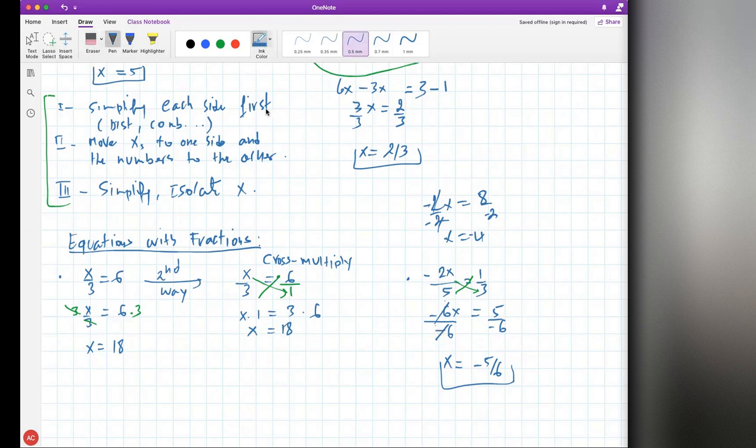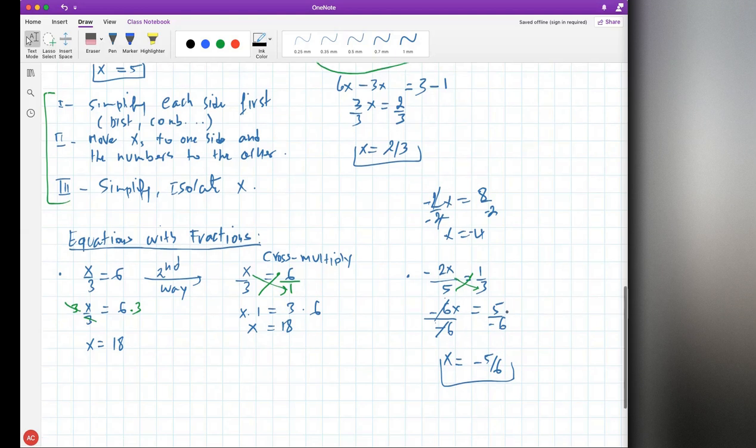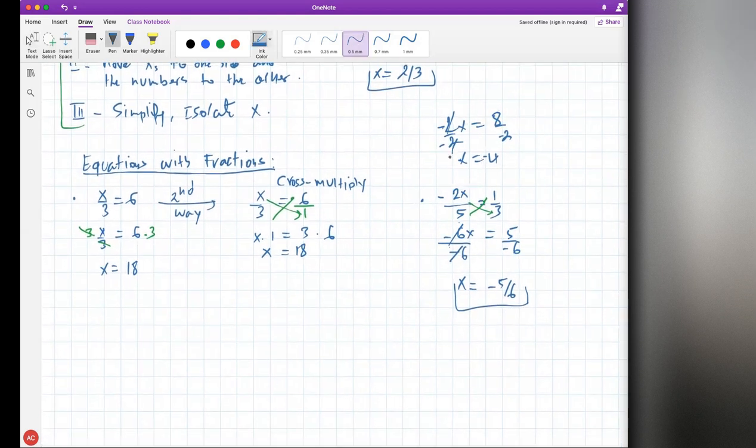But you had 5 minus 6, 5 negative 6. How does it appear as -5, 6? I'm sorry, can you repeat that question? So it turns out it's x equals 5 over minus 6. So I mean, how did the minus move to 5?